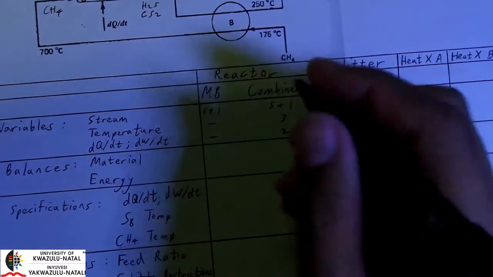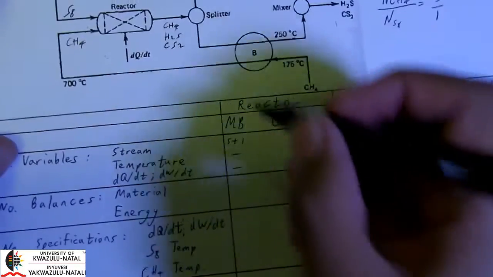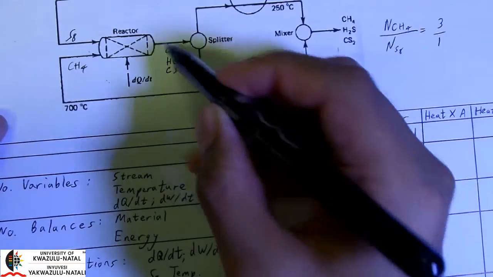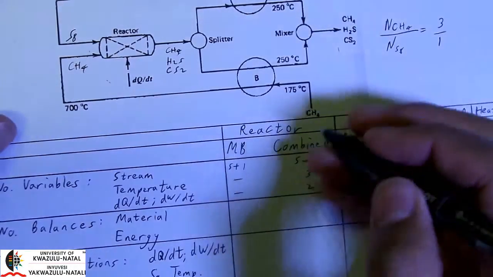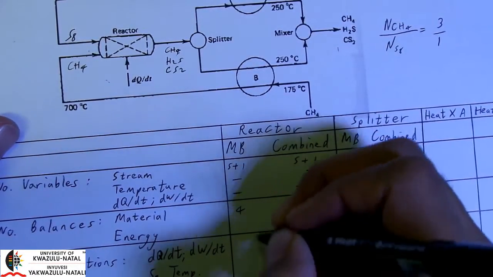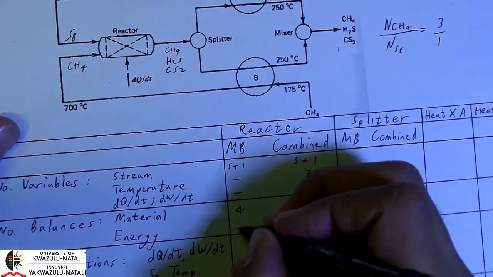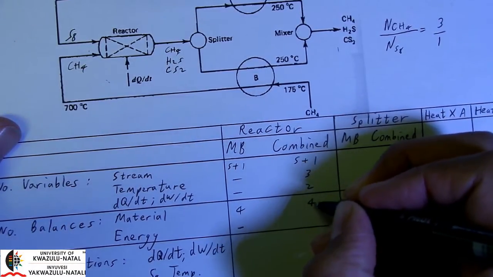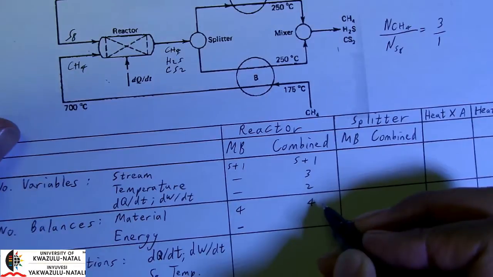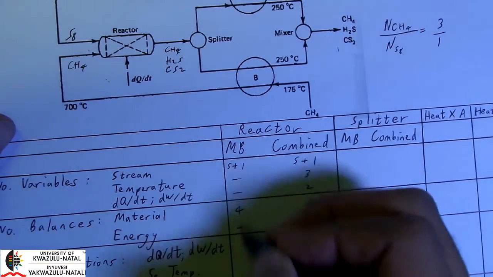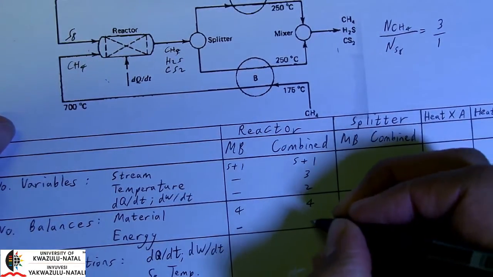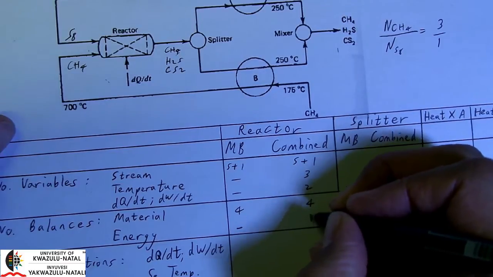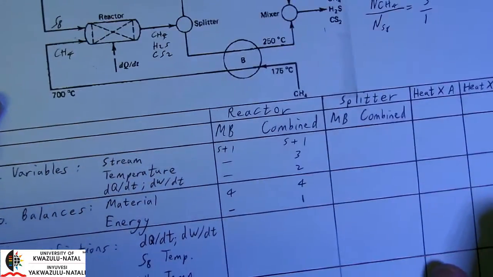In terms of the number of balances, there are a maximum of 4 different species associated with this reactor. So our material balance is 4. So we write it in both places for the mass balance and the combined. The energy balance we don't include here, but we do include the energy balance here, and each unit will have 1 energy balance.